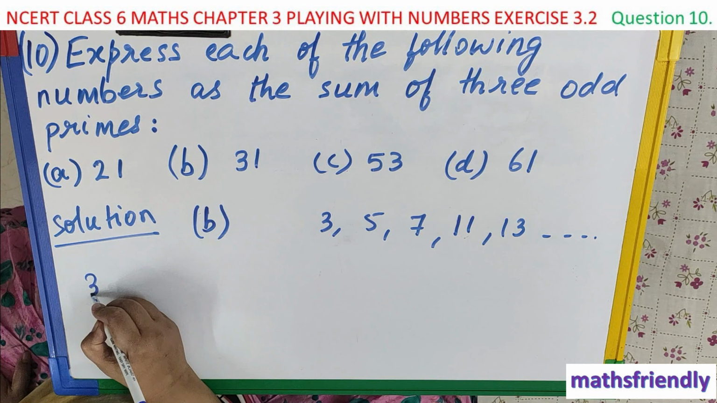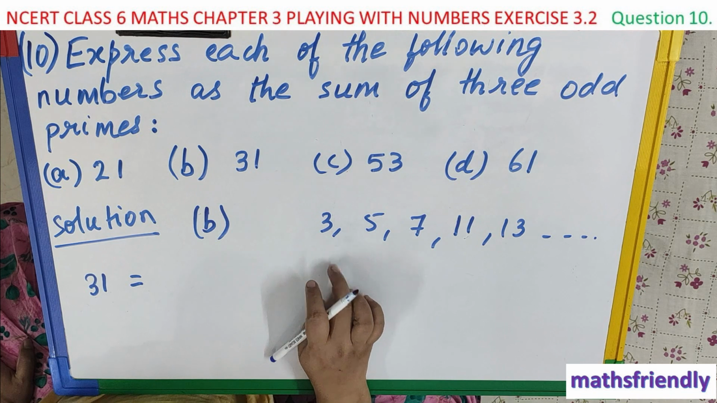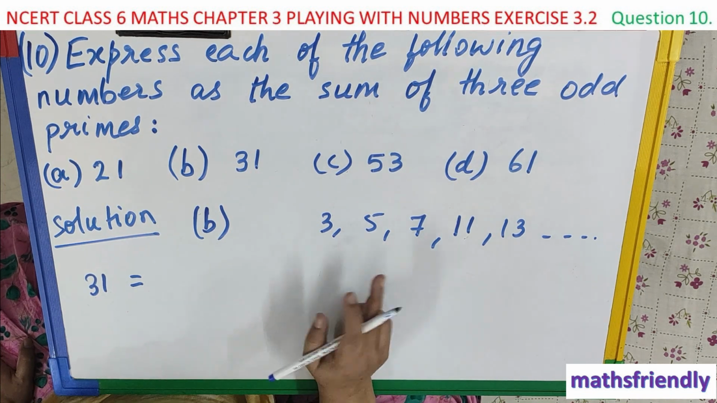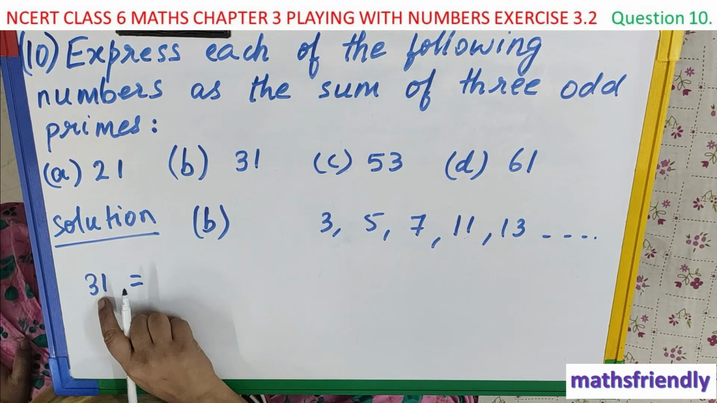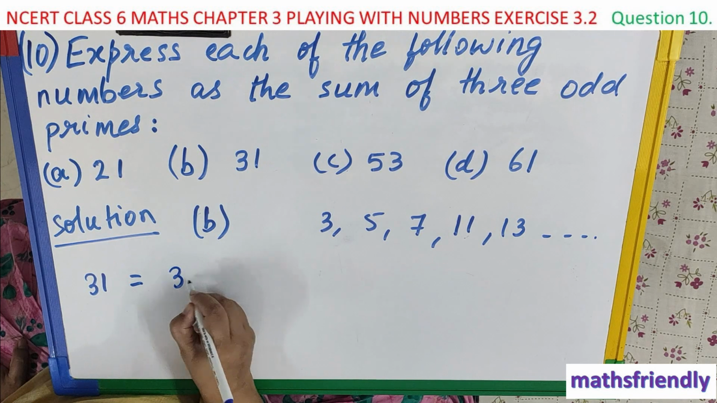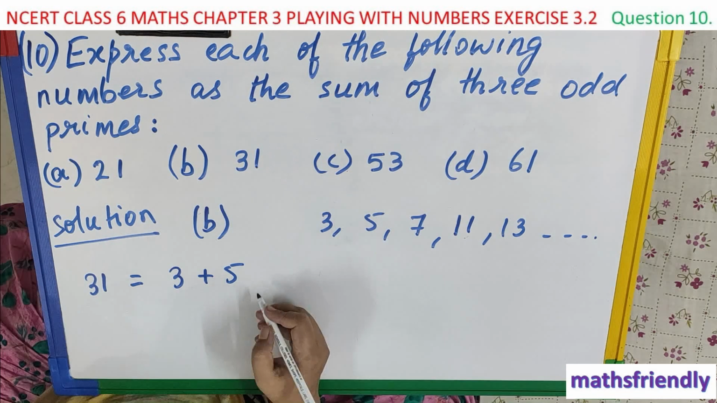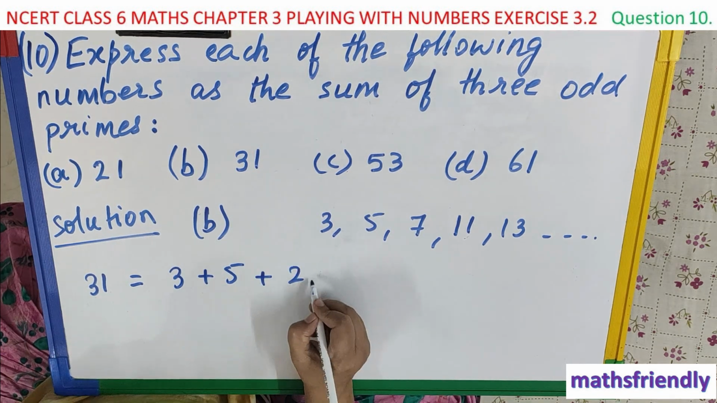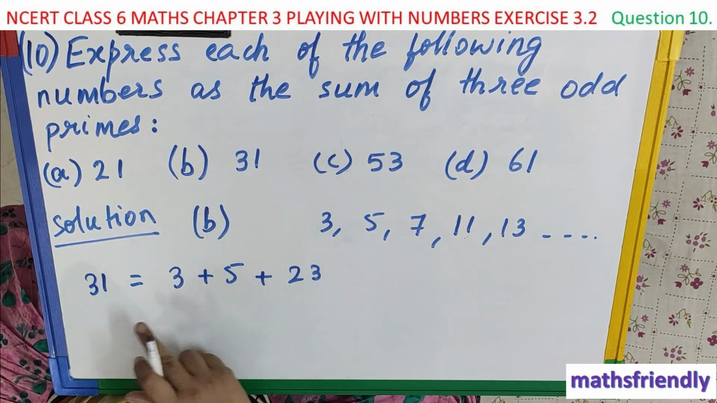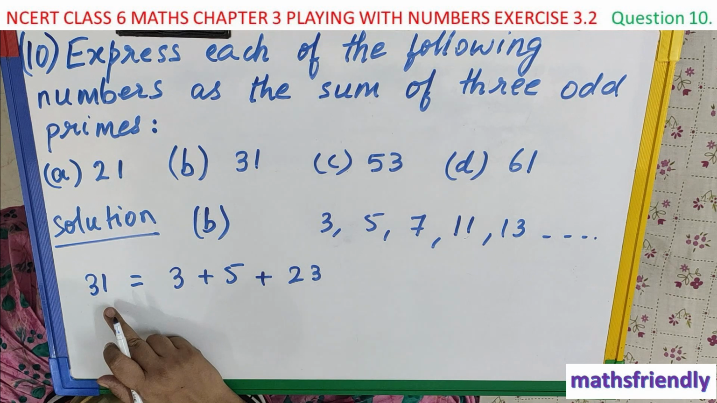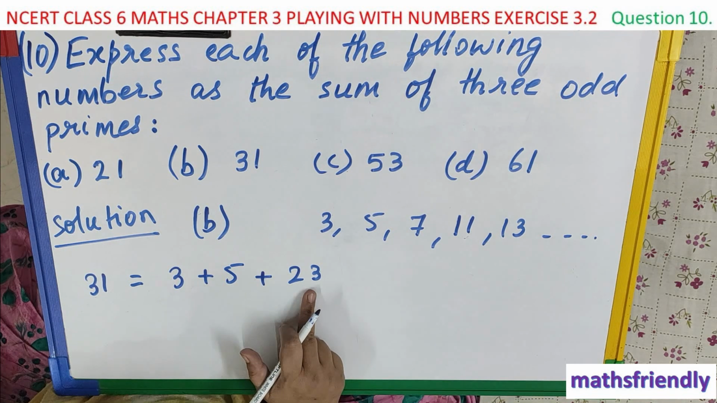Now we have to express 31 as a sum of 3 odd primes. So let us first take two smallest odd prime numbers, for our convenience, so that we can see what to add to these two numbers to get this number, right? So 3 plus 5, it is 8. What should be added to 8 to get to 31? It is 23, right? See, 8 plus 23 will give 31, right? So we have expressed 31 as a sum of 3 odd prime numbers. These all are odd prime numbers.